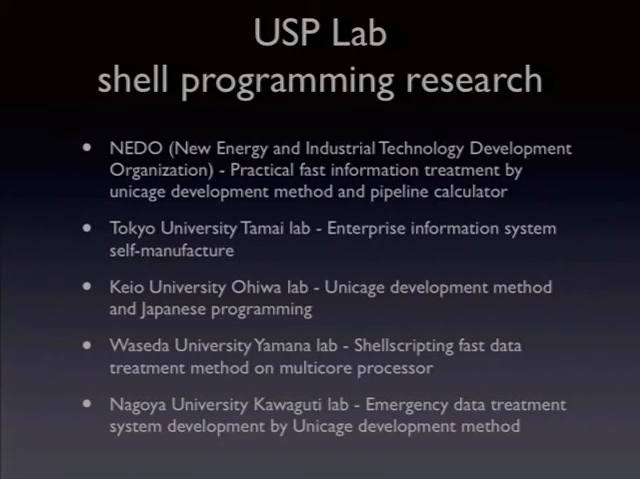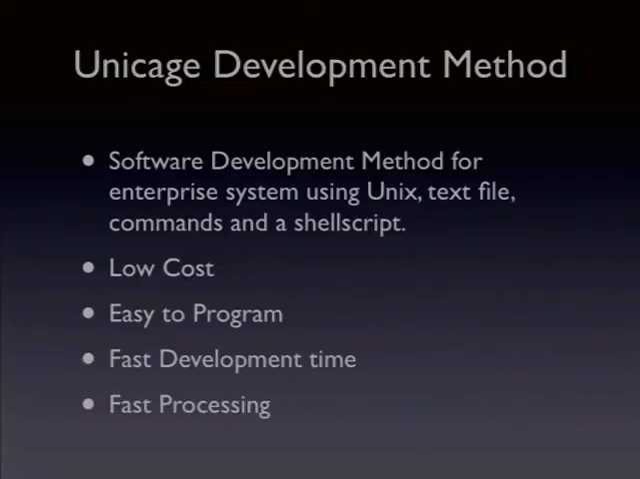This is one of their research projects. They have joint research with Tokyo University, Keio University, Waseda University, Nagoya University, famous universities in Japan. The Unicage development method. The Unicage development method is a software development method using Unix, of course FreeBSD, text files, commands, and shell scripts.